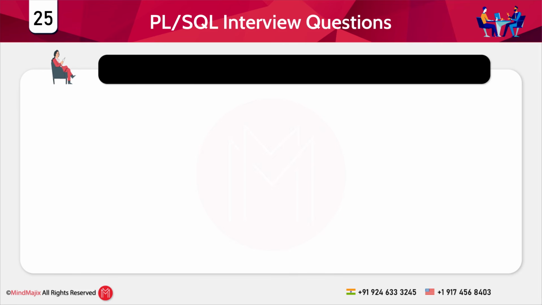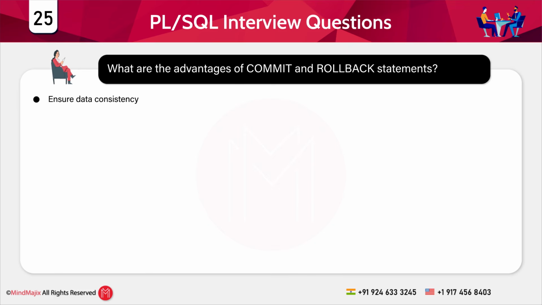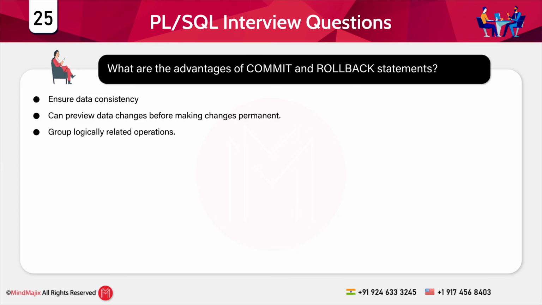The next question is, what are the advantages of commit and rollback statements? These statements ensure data consistency. What do you mean by data consistency? Data consistency means that you have uniform and even data throughout your database. There will not be any ambiguity in terms of data, like there won't be any missing data, there won't be any null values in your data. So this is the primary advantage of commit and rollback.